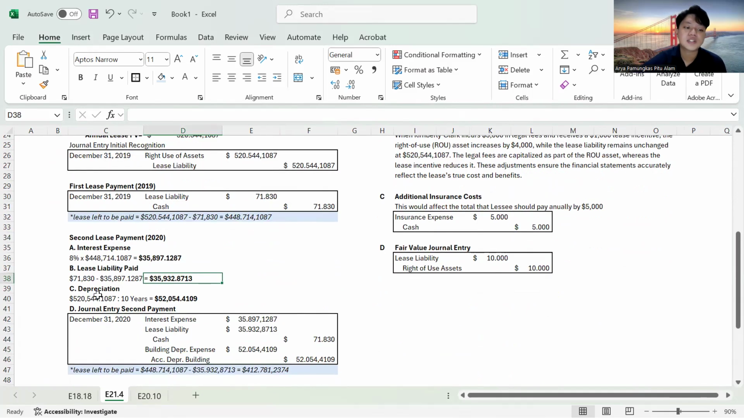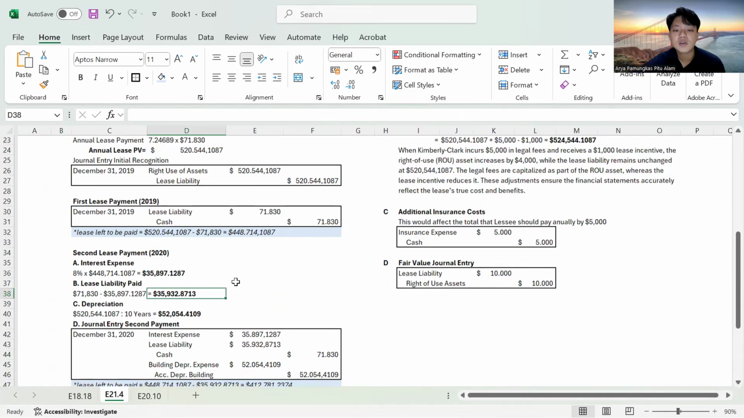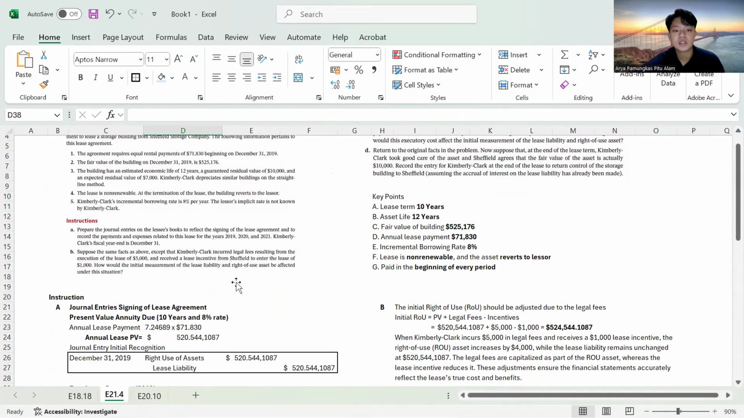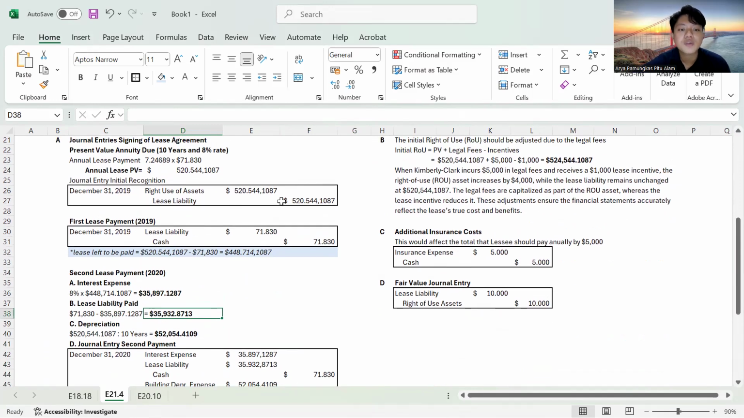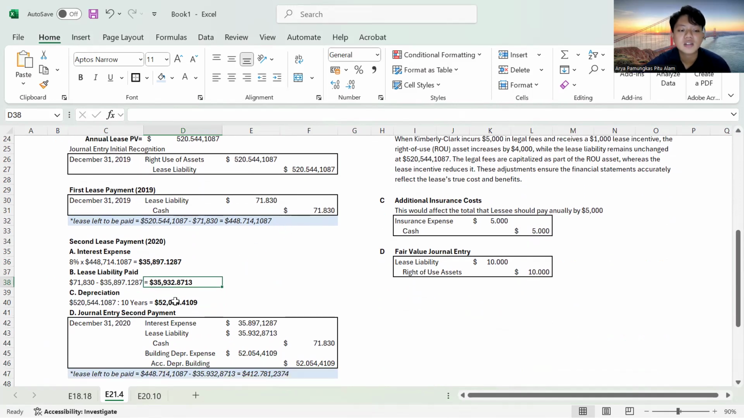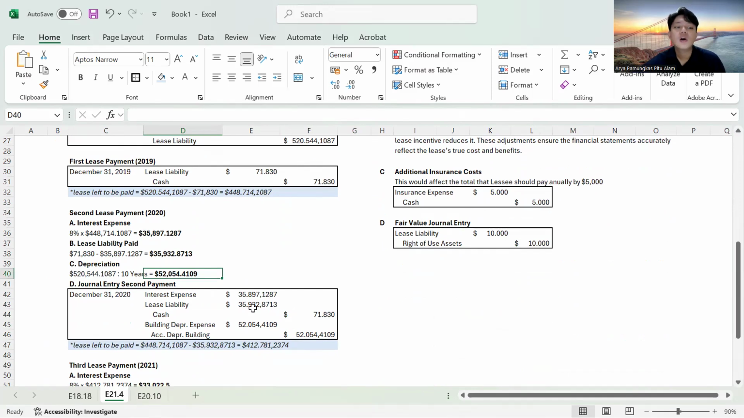And then the depreciation, since the right of use of this lease or this building is 10 years, so we are going to divide the right of use by 10 years, and here's the result that we will get, and here is the journal entry of the second payment or the payment in 2020. So there would be interest expense for this amount, and lease liability for this amount both on the debit, and on the credit would be cash for this amount.